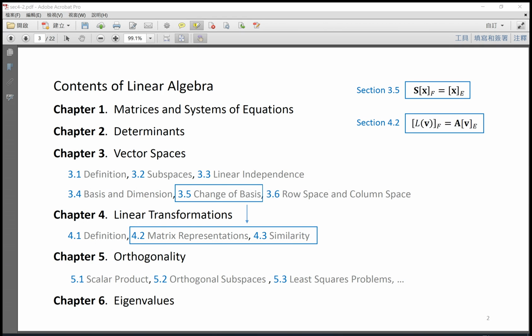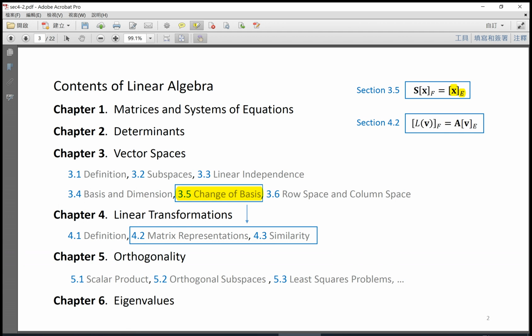In section 4.2, we often see the notation of the coordinate of x with respect to a basis E. Make sure that you fully understand this notation, otherwise you might have difficulty understanding the material in section 4.2. The notation of coordinates has been introduced in section 3.5. If you are not familiar with this notation, please revisit section 3.5.